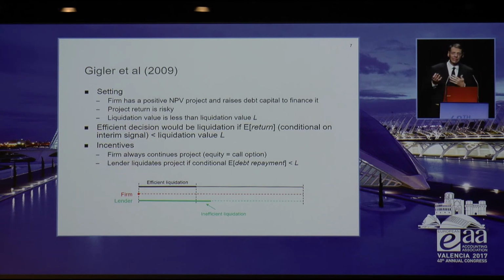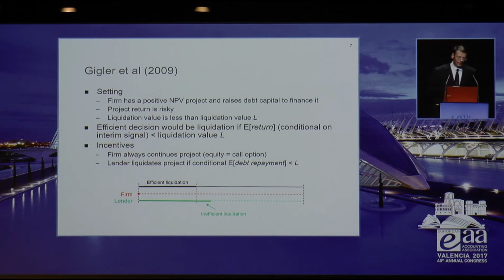All right, but this is not what the incentives of the people involved show, because in such a case, the firm would always want to continue the project. Why is that the case? Because equity is a call option, and so if it's really going bad, you always have a positive effect on your side. It's always better than zero, right? Which is what you would get if you liquidate the firm, because all the revenue goes to the lender. So the firm would always want to continue the project, right?